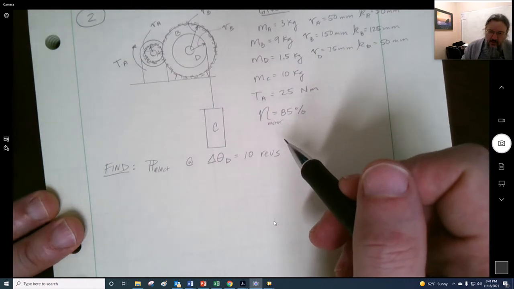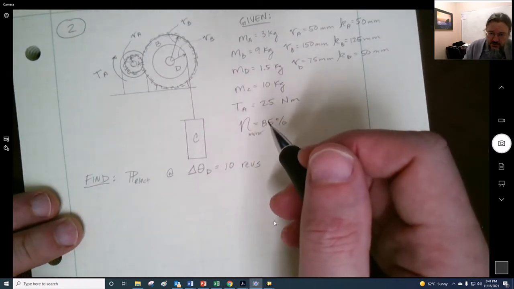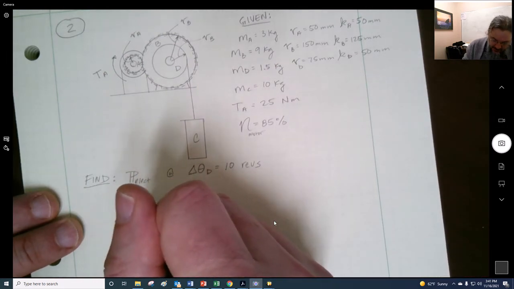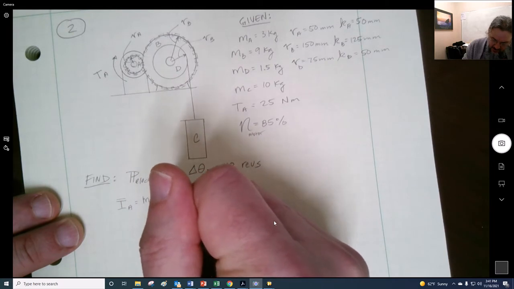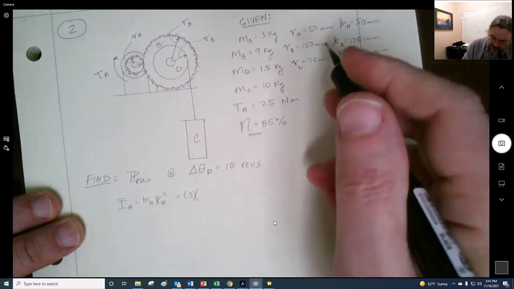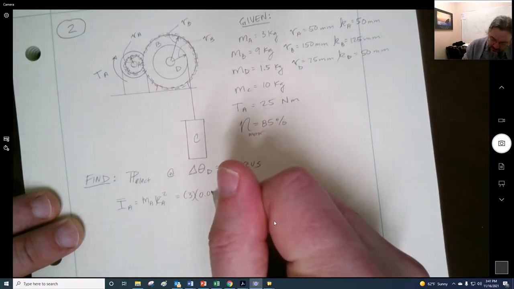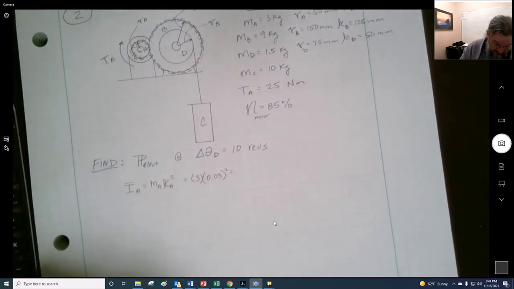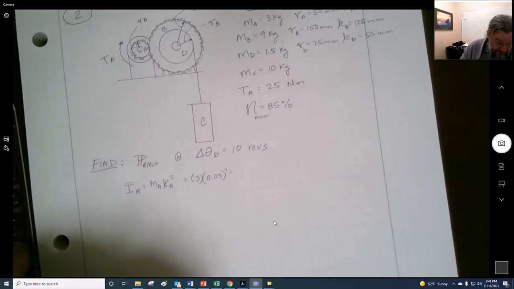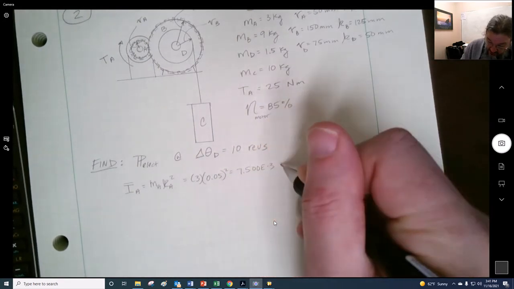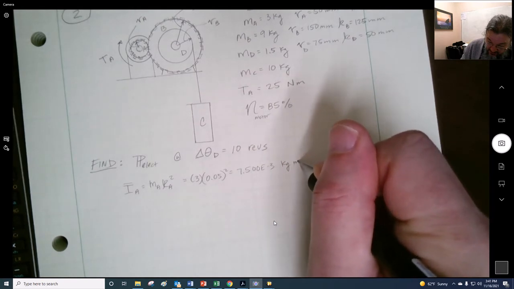So let's see, we'll start out by getting the mass moments of inertia of the various parts. IA is going to be the mass of A times KA squared. So 3 times KA, which is 0.05, squared. So this is going to become a small number. I'm going to have this one solved out in Excel, so I'll keep it in scientific notation, and these are kilogram meter squared.